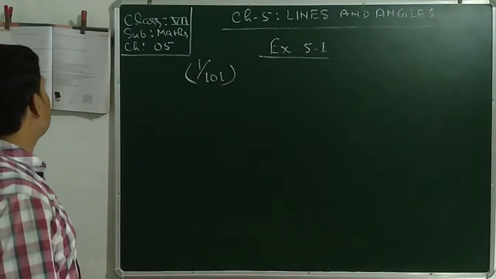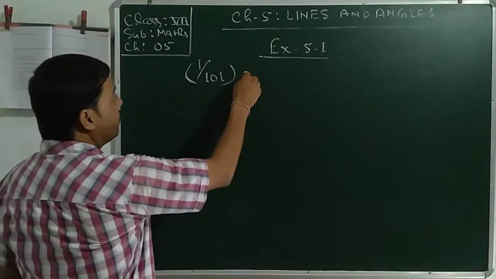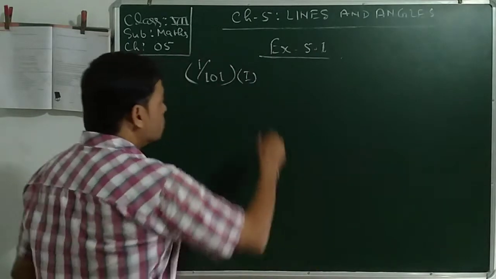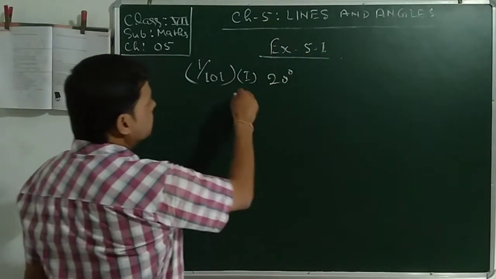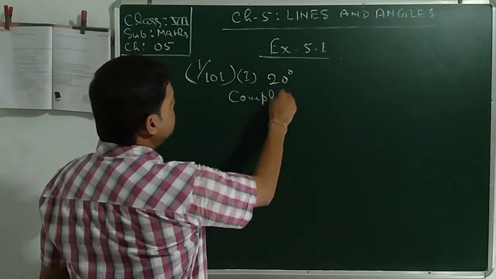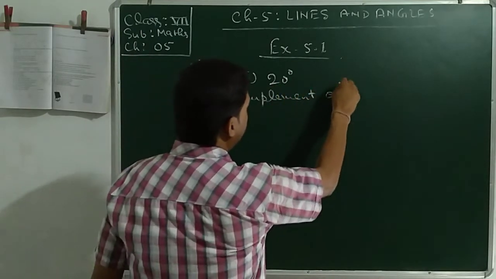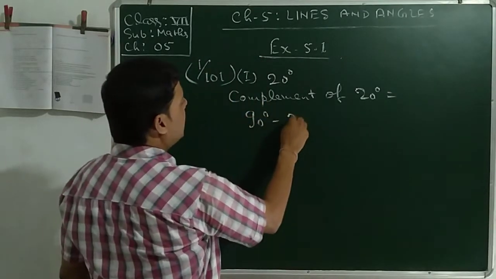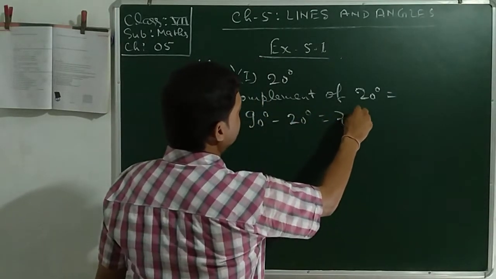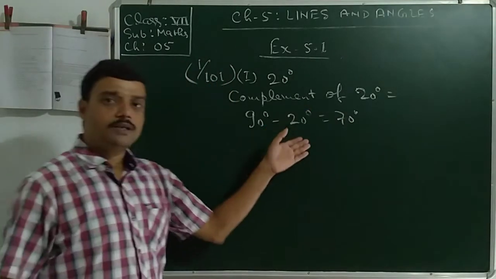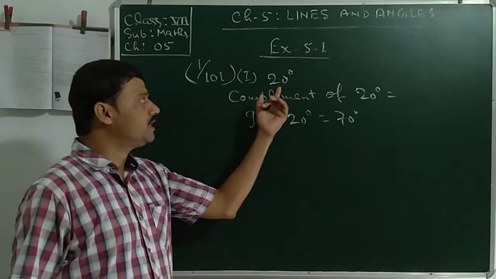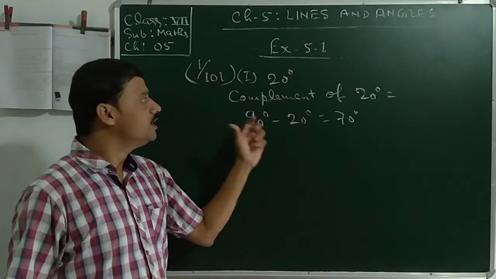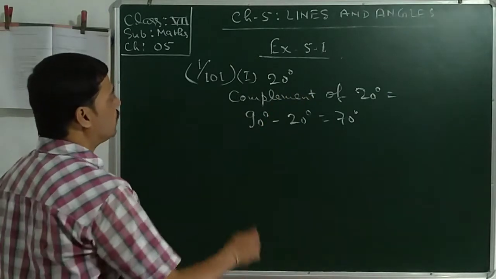Find the complements of each of the following angles, and the first sum is given as 20 degree. To find the complement of 20 degree, we will write complement of 20 degree equals 90 degree minus 20 degree equals 70 degree. As I have got the complement by subtracting the given angle from 90, similarly, you can subtract the second and third from 90 to find the complement.